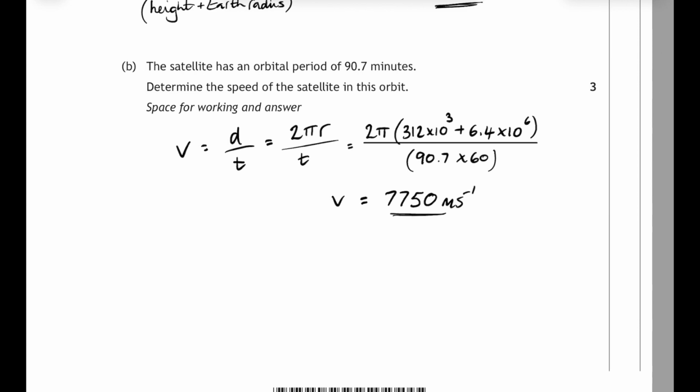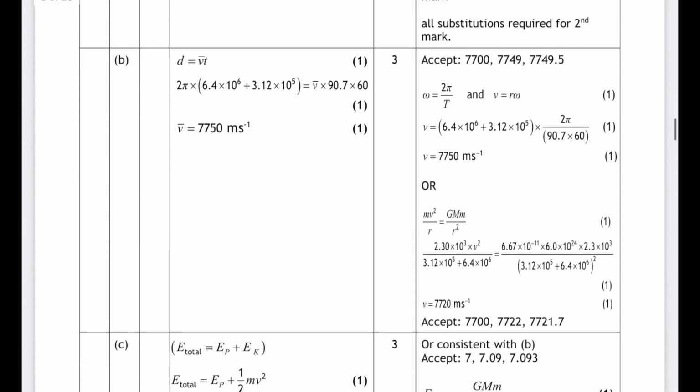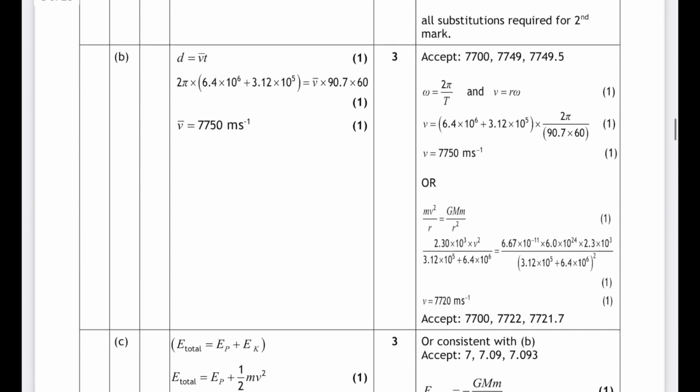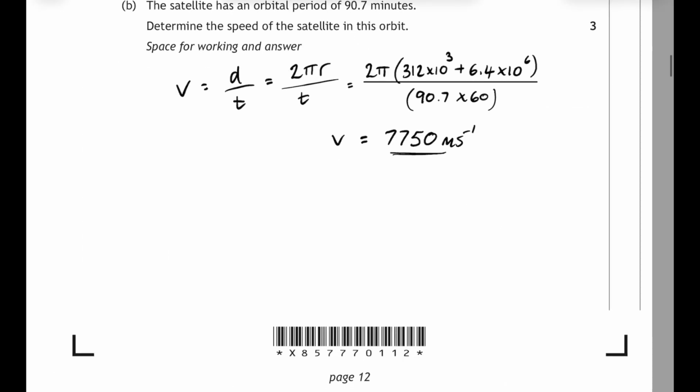Let's have a look at the MIs. Bog standard 3 marker there. Tricky because remember you've got to add on the radius of the Earth and convert to seconds. There's also alternative methods on the right hand side there where you could have used the angular velocity relationships, or you could have equated the central force and the gravitational force, but that looks like far too much work. We'll stick with the easier option.